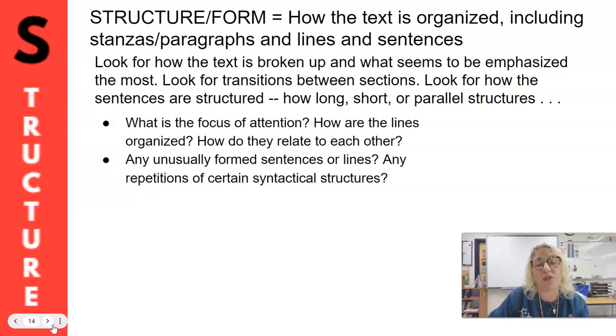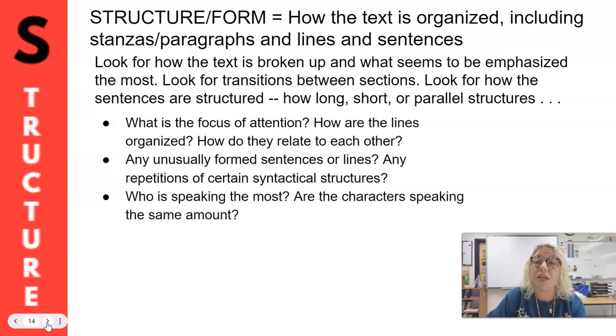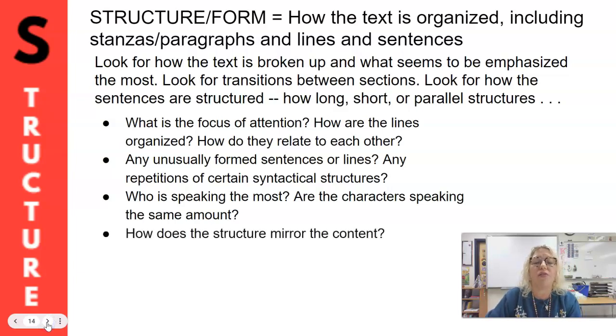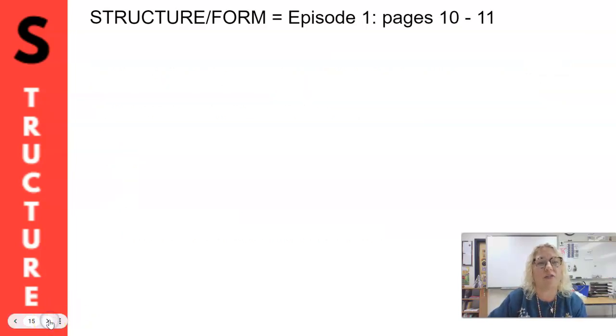Are there any unusually formed sentences or lines, repetitions? Who is speaking the most? Are the characters speaking the same amount? And how does the structure mirror the content? In other words, how is what they are saying similar to how it is presented? That will become very important as we analyze literature this year.